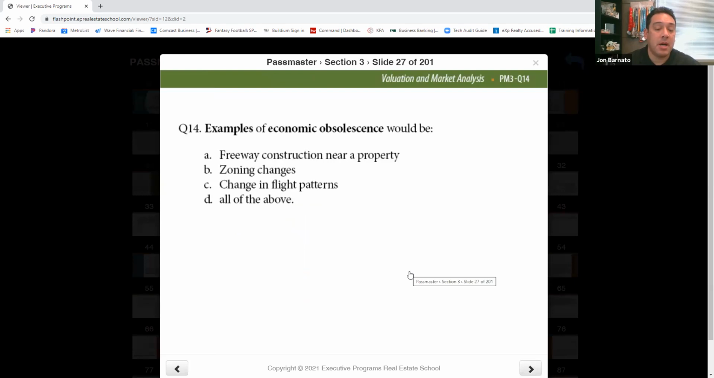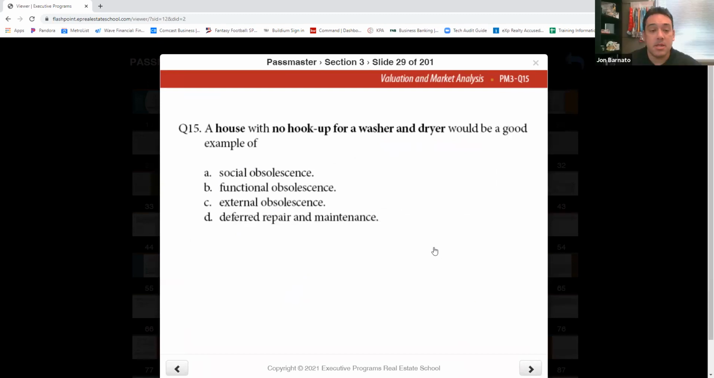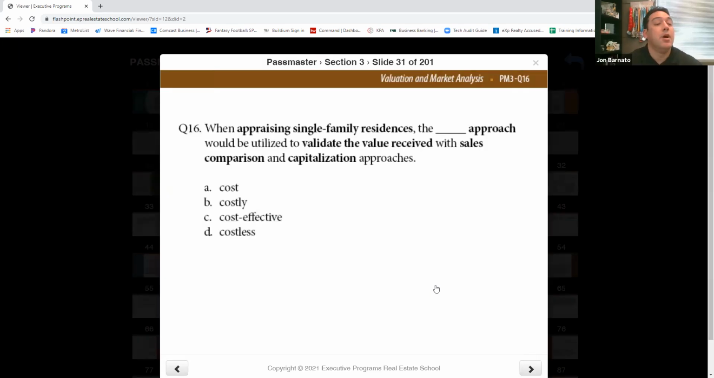Examples of economic obsolescence would be what? D, all of the above. A house with no hookup for a washer and dryer would be a good example of what? B, yep, agree. Right. Functional obsolescence. Good job. You guys are way on top of this. When appraising single-family residences, the blank approach will be utilized to validate the value received with sales comparison and capitalization approaches. A. Correct. The cost.